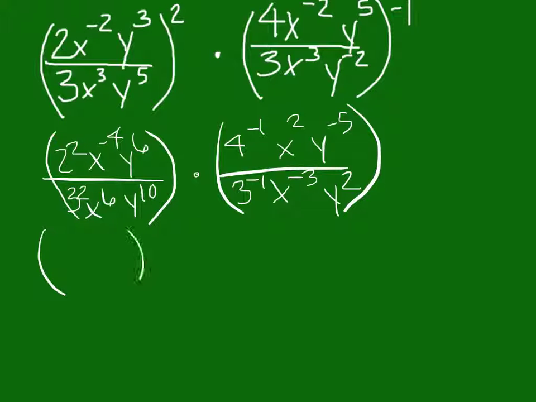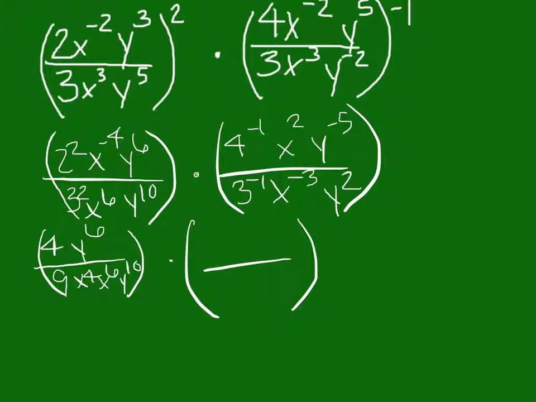So now we simplify. We get 4. The x to the negative 4th goes down to the bottom. The y to the 6th stays on top. The 3 squared stays on bottom, so that becomes 9. We have x to the 6th, which stays on the bottom, and y to the 10th, which stays on the bottom, times. Now we have 4 to the negative 1st, which goes down to the bottom. X squared stays on top. Y to the negative 5th goes down to the bottom. We have 3 to the negative 1st, which goes to the top, so that becomes 3. X to the negative 3rd moves to the top. And y to the 2nd stays on the bottom.